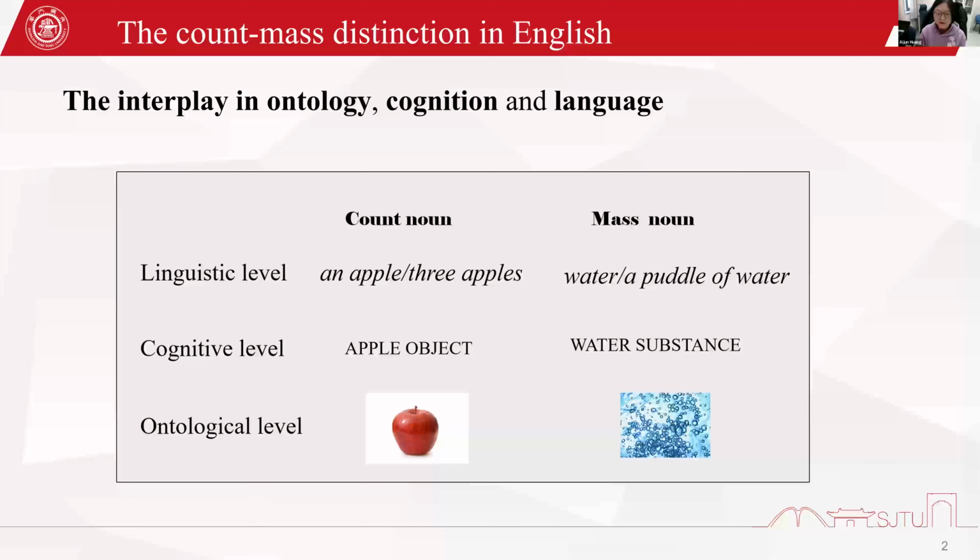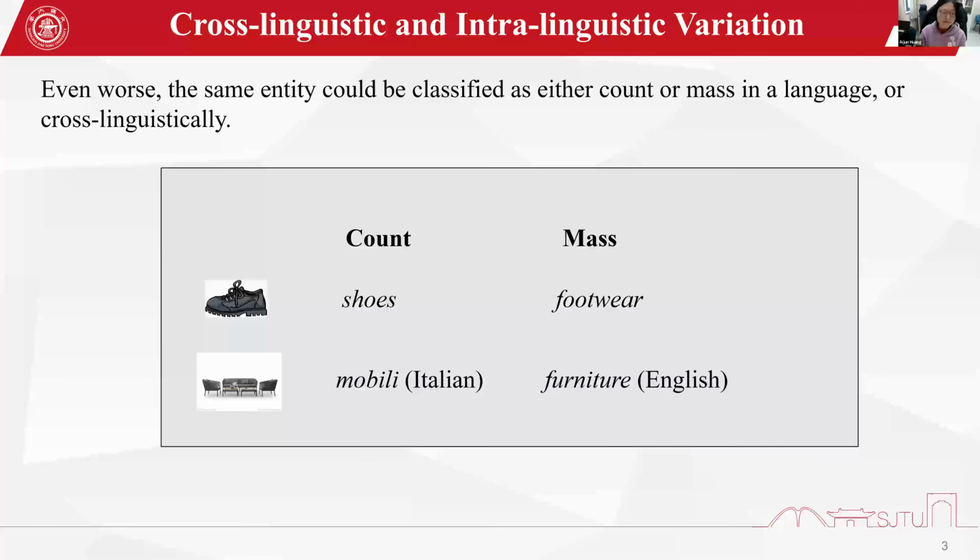It seems that we have a very nice object and substance distinction as reflected in language as count nouns versus mass nouns. However, things are not so straightforward. Sometimes the same entity can be classified differently, either as count or mass, in the same language or cross-linguistically. Let me give you an example. The same entity like shoe can be referred to as a count noun, shoes, or a mass noun, footwear. So this is in English.